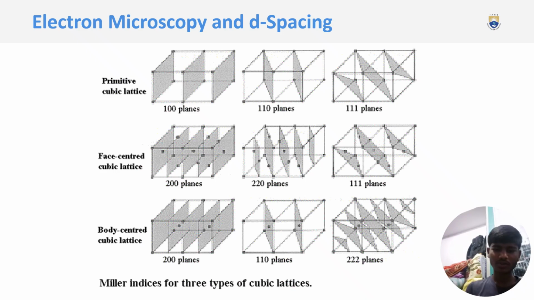This is 100 planes, 110 planes, 111 planes. 200 planes, 220 planes, 111 planes. 200, 110, 222 planes. There are three types of planes.